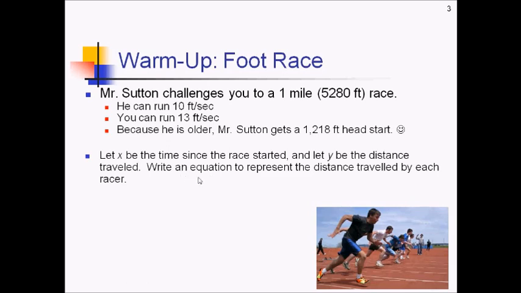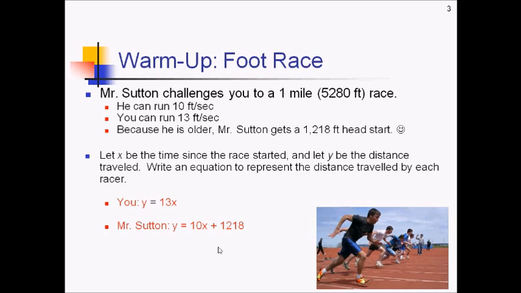Pause the video, give it a shot. All right, let's see what we came up with. Now, you're a little bit easier in this regard. Your distance, y, is just going to be your speed, 13, times the time, x. Me, I'm kind of similar. I'm going to be y equals 10x, but I'm also going to have this 1,218 feet added to my distance. So at time 0, I've already gone 1,218 feet, and I'm feeling pretty good about it.